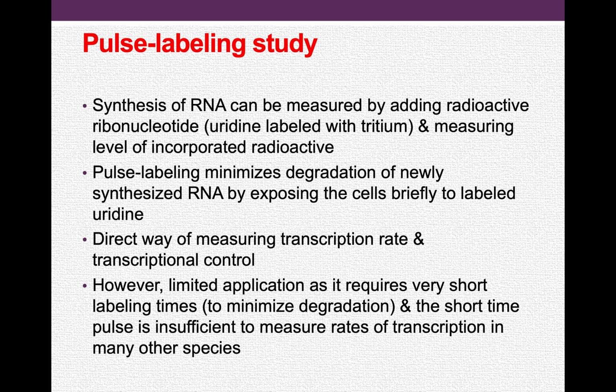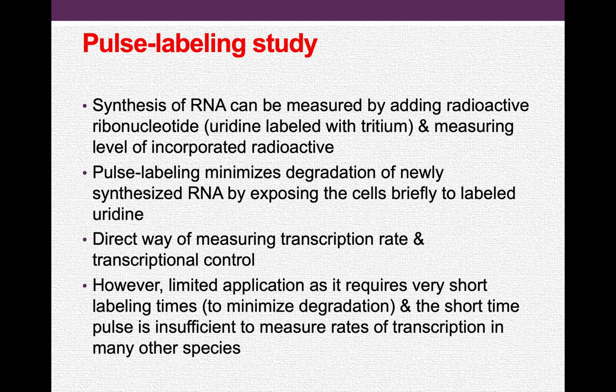Synthesis of the RNA is usually measured by the addition of a radioactive nucleotide, which is uridine labeled with tritium, and measured by the incorporation of the radioactive label. This method minimizes degradation of newly synthesized RNA by exposing the cells only briefly to the labeled uridine, because if it is exposed for a long period of time, the newly synthesized RNA would probably go through degradation.